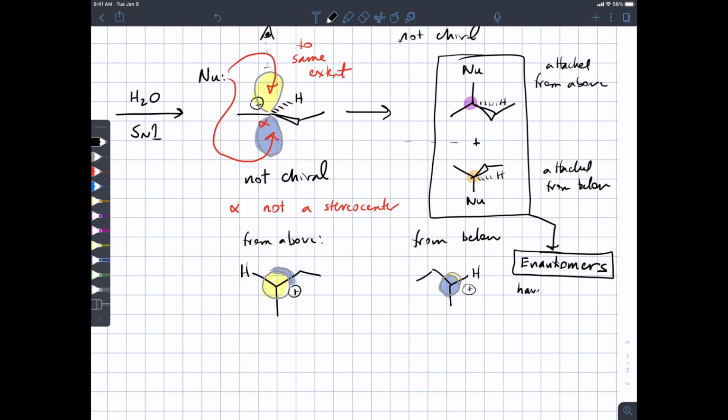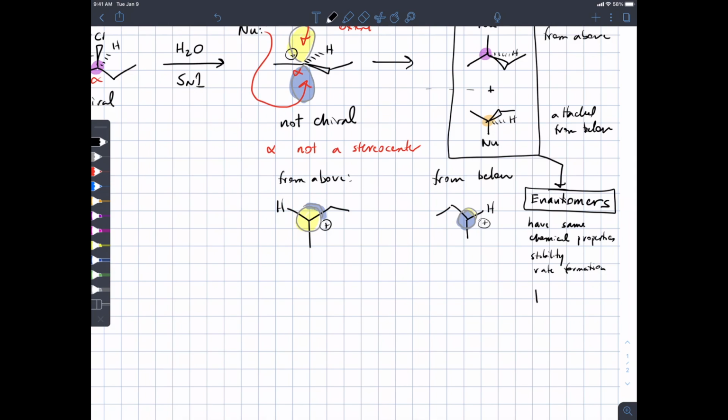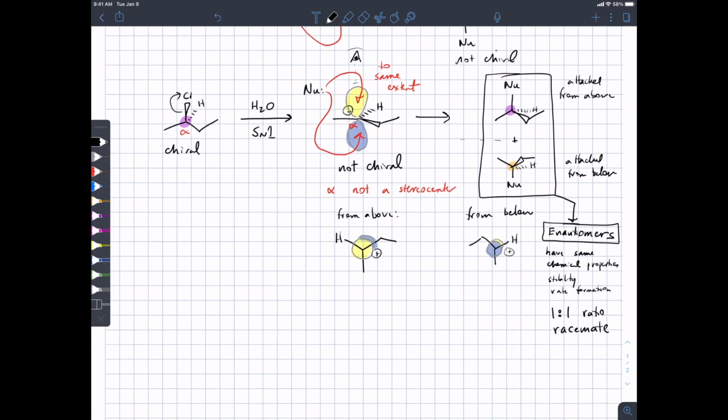Enantiomers have the same chemical and physical properties, and that includes stability and rate of formation, anything that might influence the amount of one product versus the other. And so we have to form them in a 1-to-1 ratio. We have to get a racemate or a racemic mixture of enantiomers.